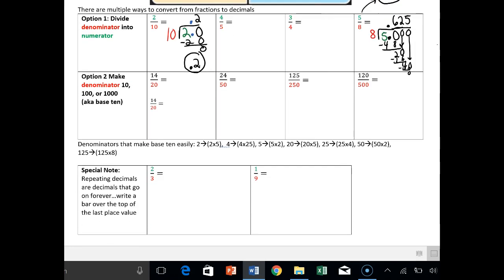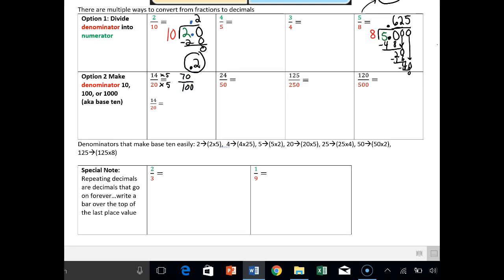Option 2 is, if you can, make the denominator 10, 100, or 1,000, aka what I like to call base 10. So 14 over 20. What I can do is say, okay, how do I make 20 into 100? Oh, I just multiply that by 5, right? Multiply 14 by 5. When I do that, I get 70 over 100.